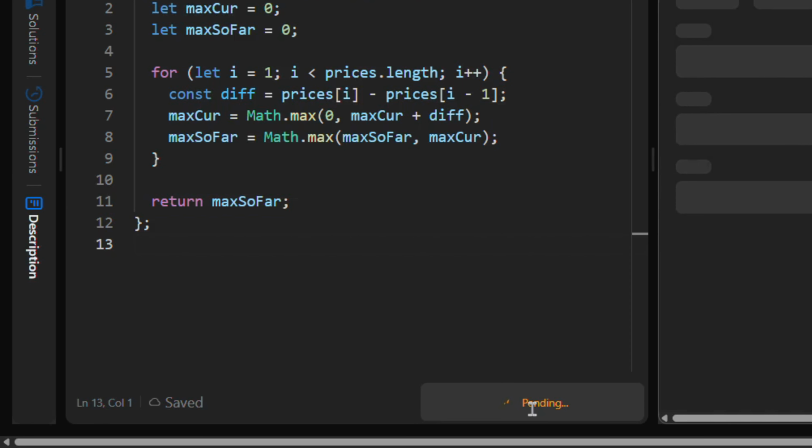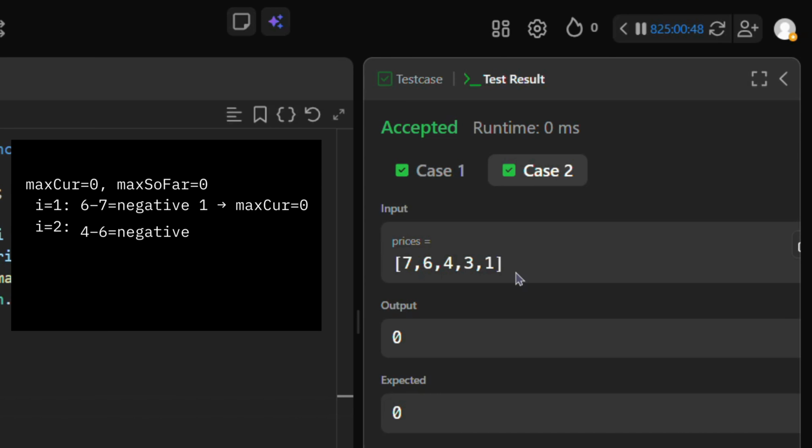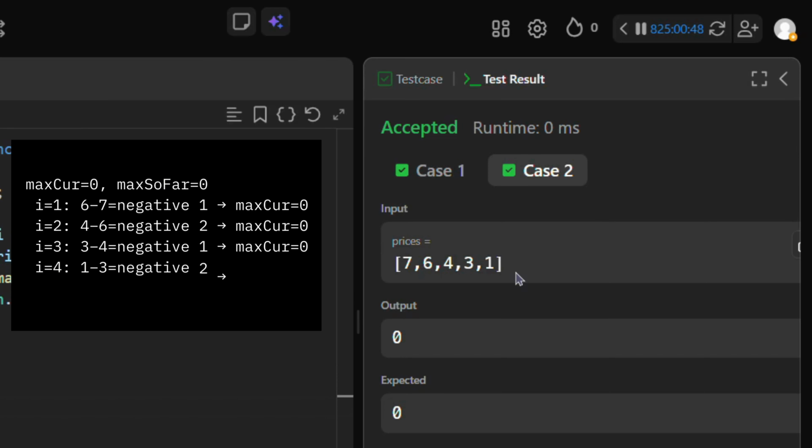Let's verify solution 2 for best time to buy and sell stock. Input is prices equals 7, 6, 4, 3, 1. We start with max cur equals 0 and max so far equals 0. At i equals 1, diff is 6 minus 7, which is negative 1. Max cur becomes max of 0 and 0 plus negative 1, so max cur becomes 0. Max so far stays 0.